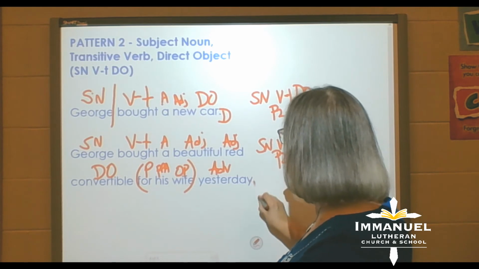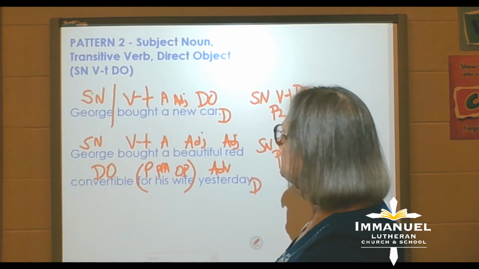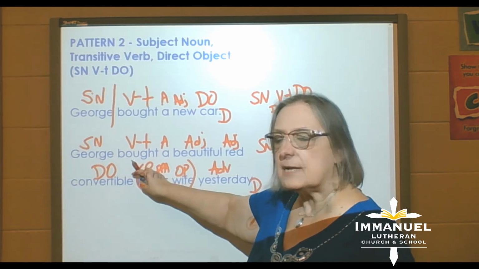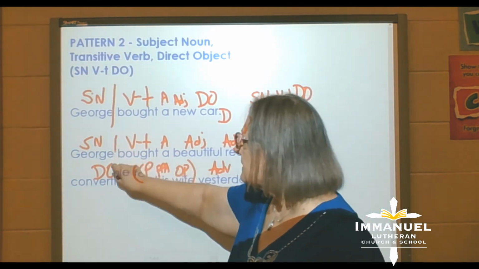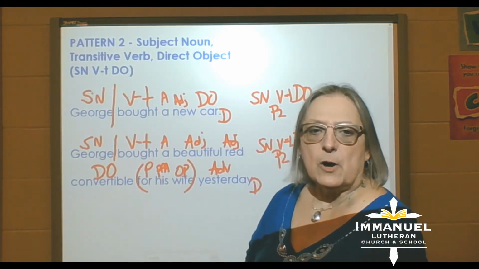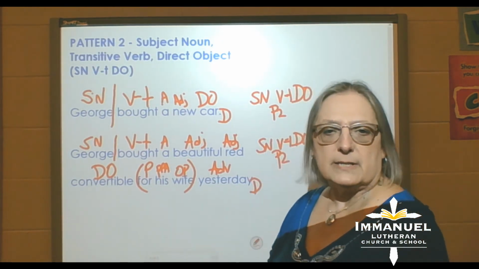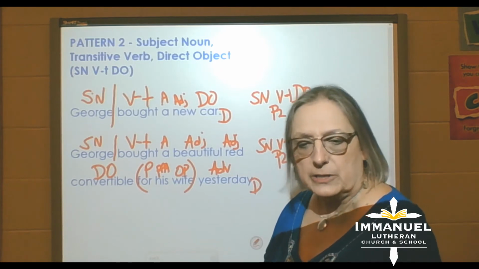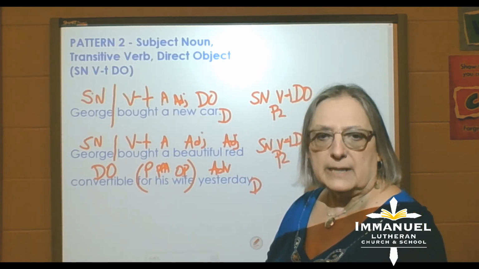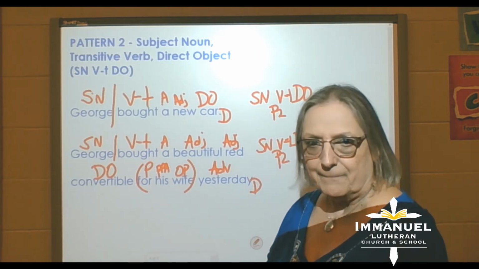Period. Statement. Declarative sentence. Go back to the verb. Is there an adverb exception? No. Slash to separate subject from predicate. So in pattern 2, the subject is doing an action to another person or place or thing.